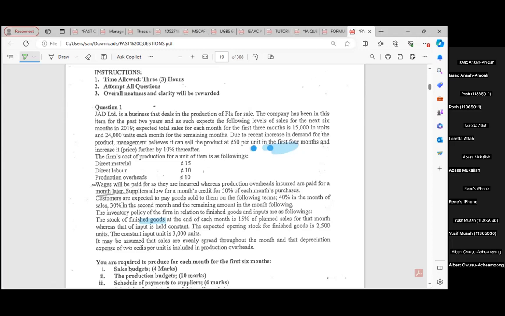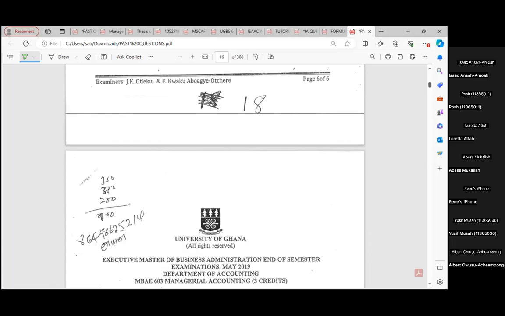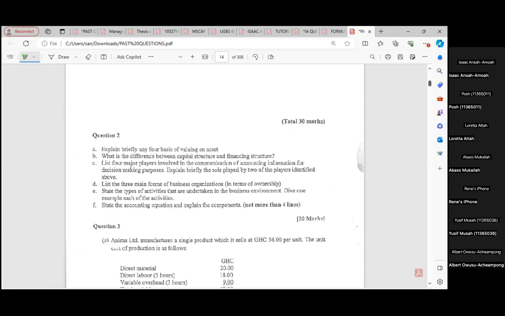I was saying something about suppliers. Suppliers allow for a month credit for 50% of each month's purchase. Someone asked a question and I said, sometimes the question would even just go straight forward and they won't tell you whatever is left. This is it. Suppliers allow for 50% credit for each month's purchase. So you have to think through and know that there was a certain remainder. And then when is the remainder paid? That is here. There are more questions in the question bank that I sent you. You can have a look at them.